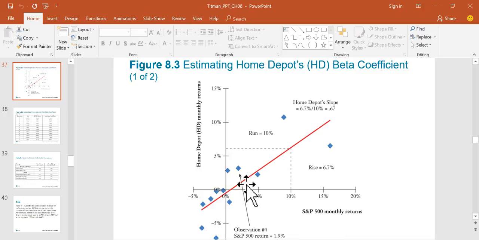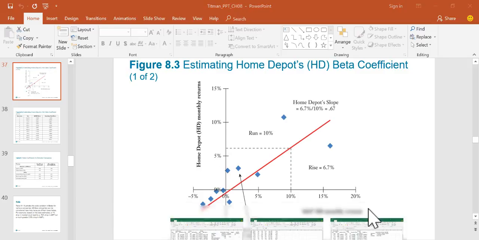So in this graph the slope of this line tells us the beta of this stock, how this stock is related with the market portfolio. So the beta is 0.67. We will see how we can calculate this beta in Excel. Okay, so this is an informal way to calculate it. Formally, we need to have the market returns and the stock returns.